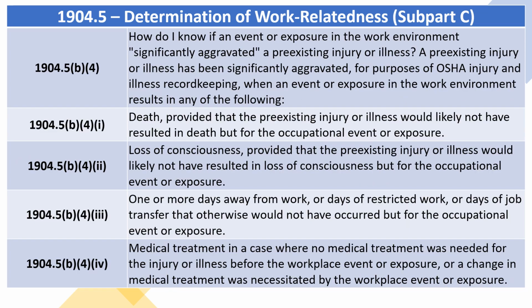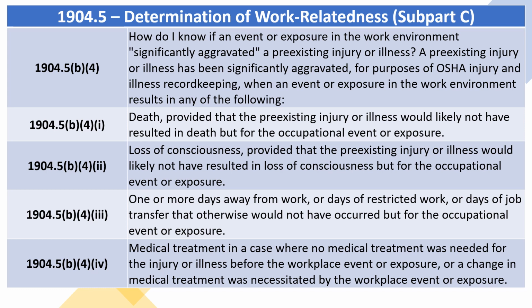1904.5 b. 4. How do I know if an event or exposure in the work environment significantly aggravated a pre-existing injury or illness? A pre-existing injury or illness has been significantly aggravated, for purposes of OSHA injury and illness recordkeeping, when an event or exposure in the work environment results in any of the following. 1904.5 b. 4 i through b. 4 death, provided that the pre-existing injury or illness would likely not have resulted in death but for the occupational event or exposure.